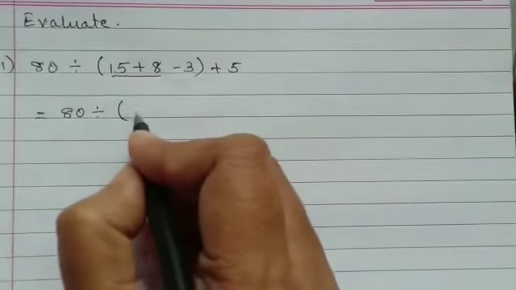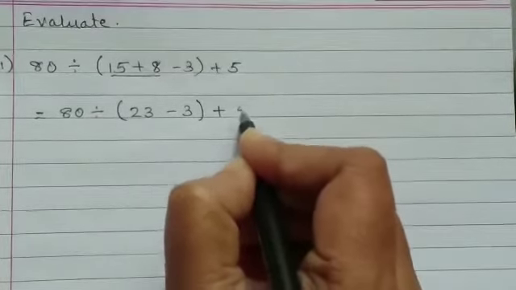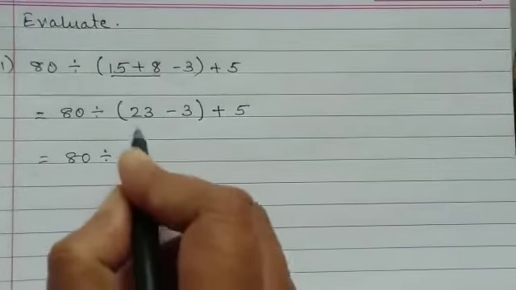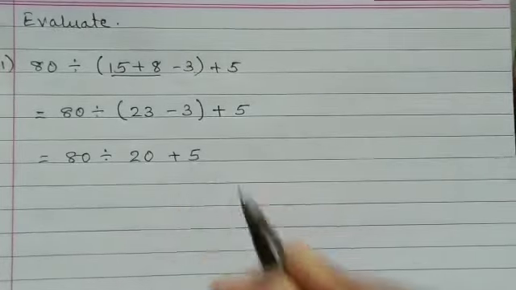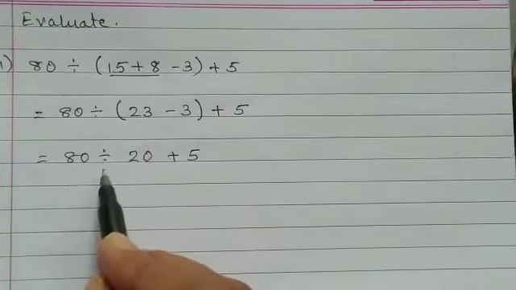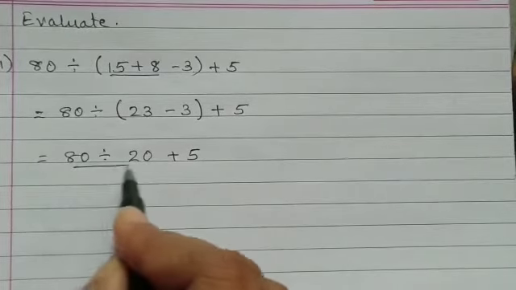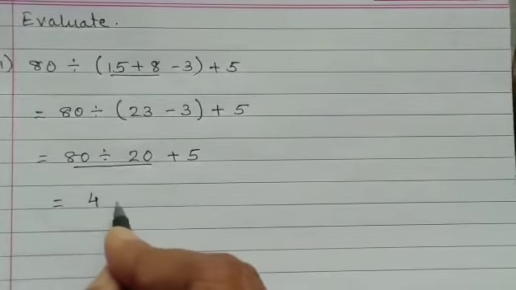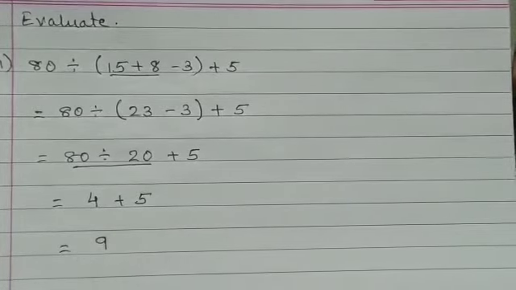15 plus 8 is 23, 23 minus 3 plus 5. So 80 divided by 23 minus 3 is 20, plus 5. Now the brackets are over. Now which operation will you do first? You will do the division first. So 80 divided by 20 is 4, plus 5. So the answer is 9.